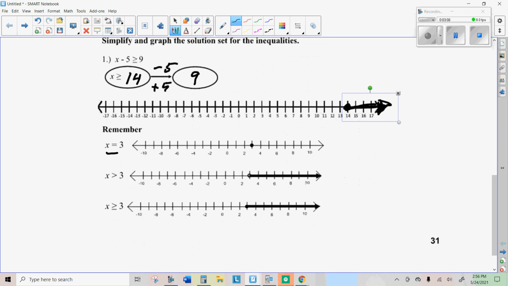So when you're graphing, x equals 3 is just a dot on 3. x is greater than 3 would have an open circle on 3 because it's not including that. And x is greater than or equal to 3 would have a closed dot.